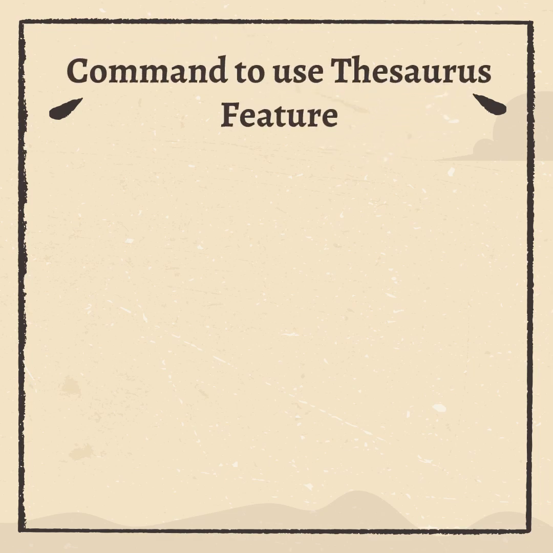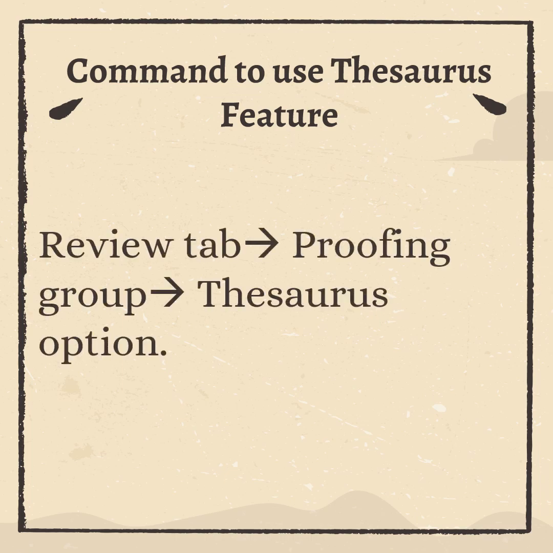Also, now we will be learning which command we are going to use when we want to use the Thesaurus feature. So, for the Thesaurus feature, the command is as follows. First of all, you will click on the Review tab, then you will click on the Proofing Group and select the Thesaurus option. Clear? The command to use the Thesaurus feature is Review tab, Proofing Group and Thesaurus option.